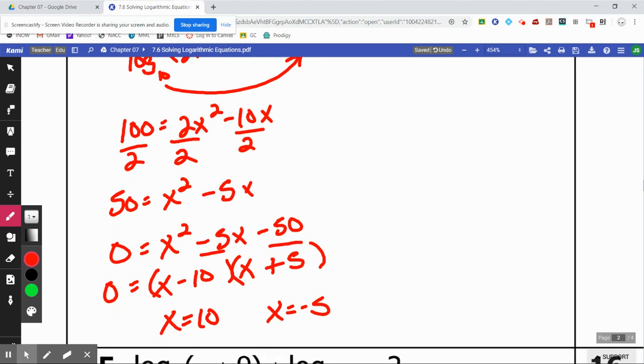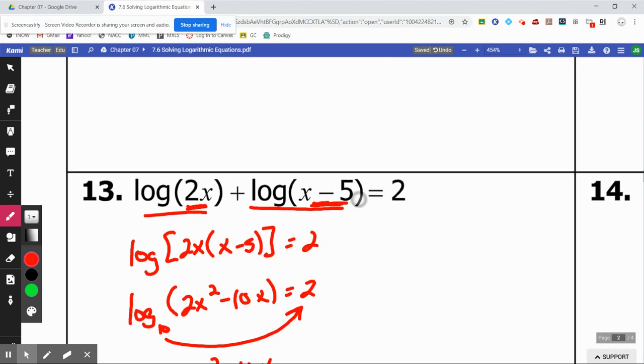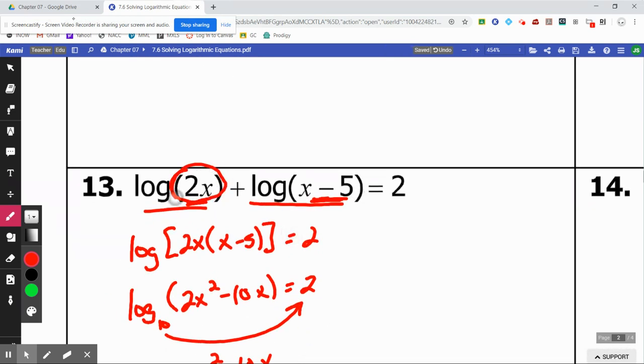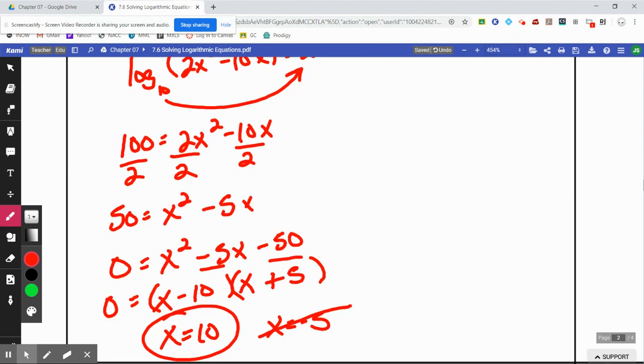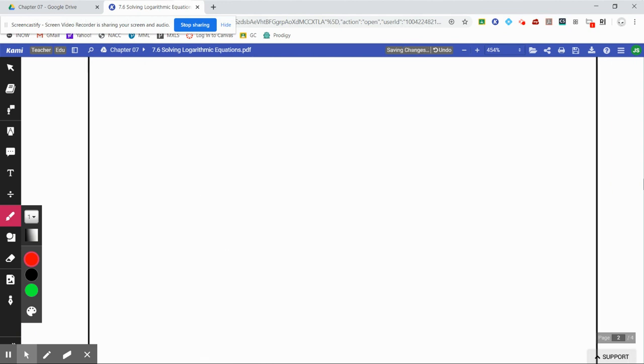However, when you go to plug in the negative 5, you cannot take the log of a negative. So plugging in a negative 5 here gives you the log of negative 10, which you do have to throw out. Cannot take the log of a negative.